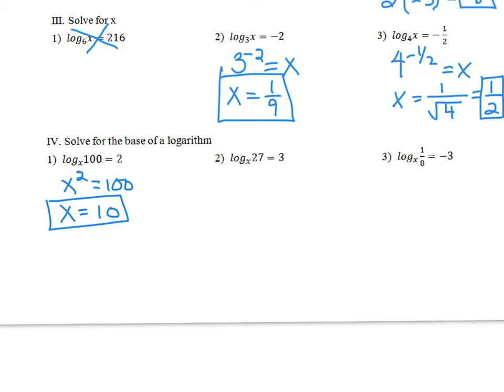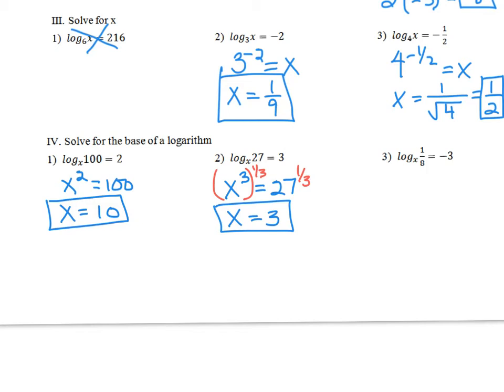For the second one, I want to say x to the 3rd power gives me 27. So what do I have to raise to the 3rd power? Must be a 3. If I didn't recognize that, again, what I would do is raise both sides to the reciprocal exponent. So 27 to the 1/3 means take the cube root of 27.